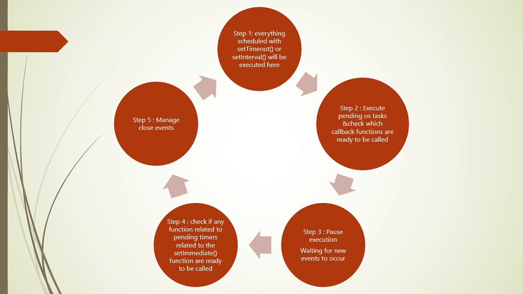This is the summary of the event loop. The various phases are this way. Step 1: everything scheduled with setTimeout or setInterval will be executed here. Step 2: execute pending OS tasks and check which callback functions are ready to be called. Next step: pause the execution, waiting for new events to occur. Step 4: check if any functions related to pending timers, related to the setImmediate function, are ready to be called. Step 5: manage the close events.